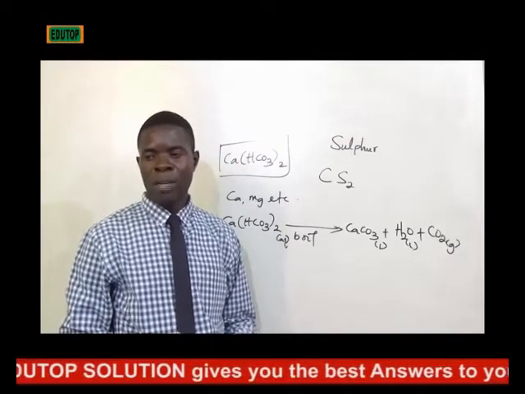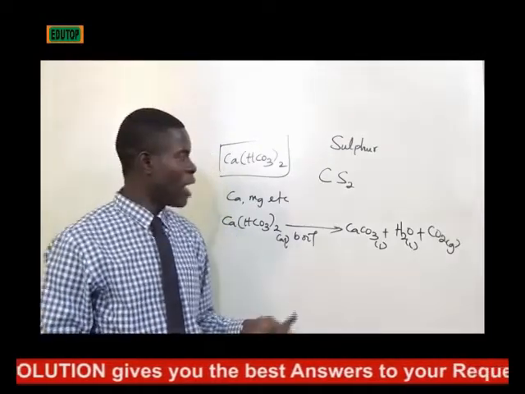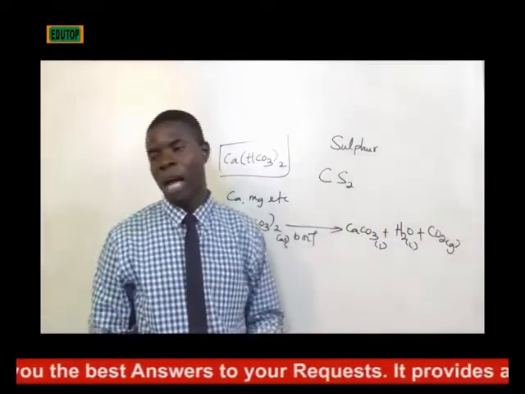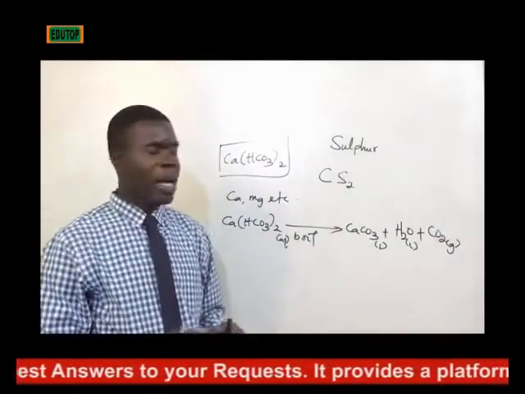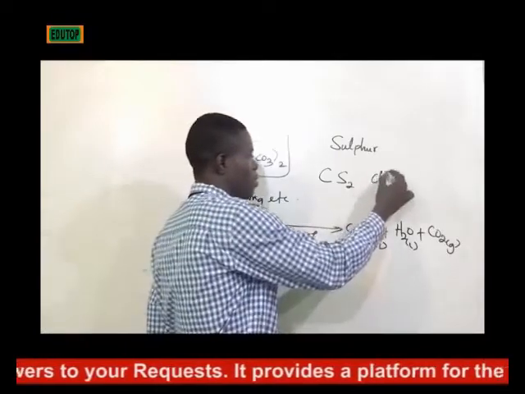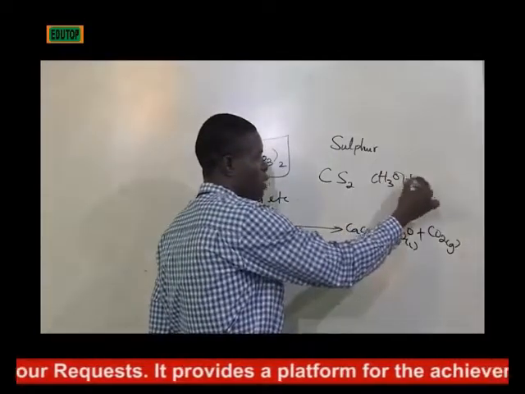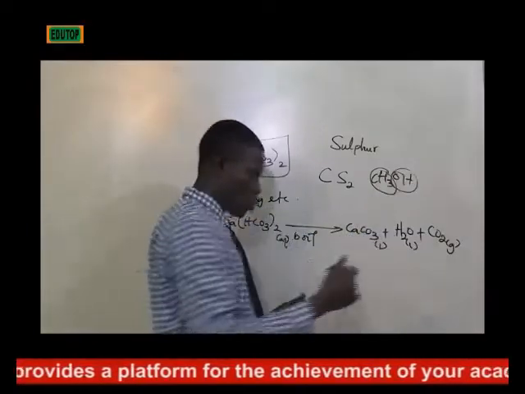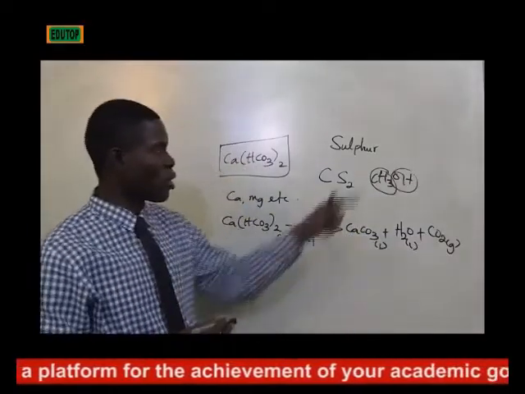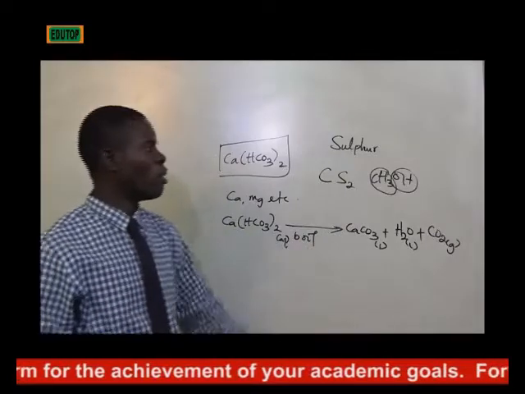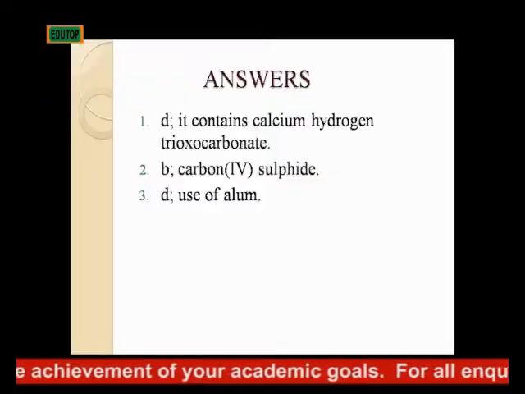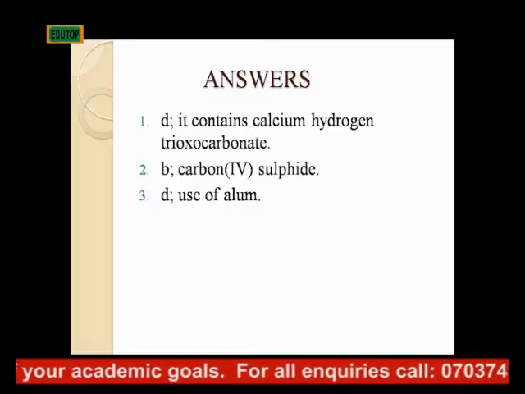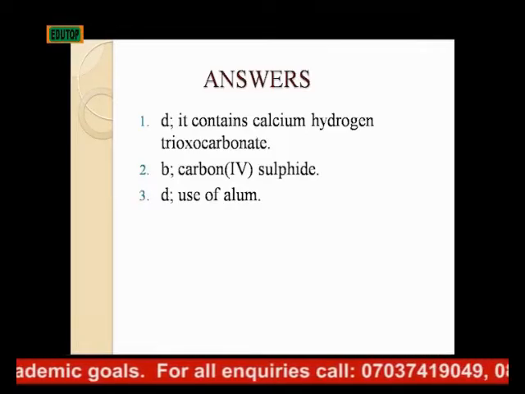Then methanol. Methanol also has a bit of polar, that is the OH there is polar, while the alkyl group there is non-polar. So it is also not a suitable solvent for sulfur. So the only suitable solvent for sulfur here is carbon disulfide, which is also known as carbon 4 sulfide.